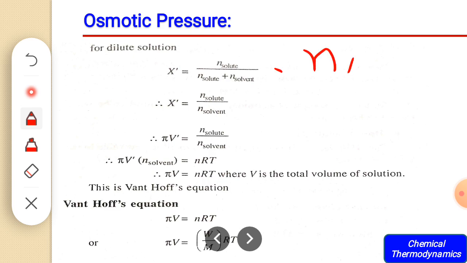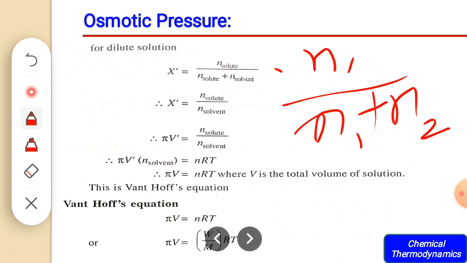The mole fraction of solute x' is given by n1 divided by n1 plus n2, that is, the number of moles of solute divided by the sum of the number of moles of the solute and the solvent. But compared to the solvent, the number of moles of the solute is very small, so it can be considered negligible, approximately 0. So x' is equal to the number of moles of the solute divided by the number of moles of the solvent.